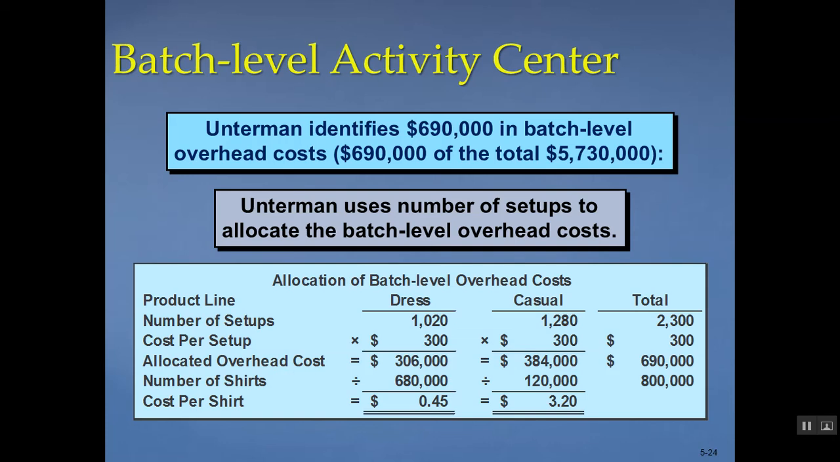The batch level is based on number of setups. So you would take the total cost of 690,000 divided by the total batches of 2,300 to come up with a cost of $300 per batch. Again, we allocate it to each shirt divided by the number of shirts, and we get a cost per shirt. So here you could see that the cost per shirt is different. It's less expensive to make the dress shirts than it is the casual shirts, and that's because we need less setups for the dress shirts than we do the casual shirts.